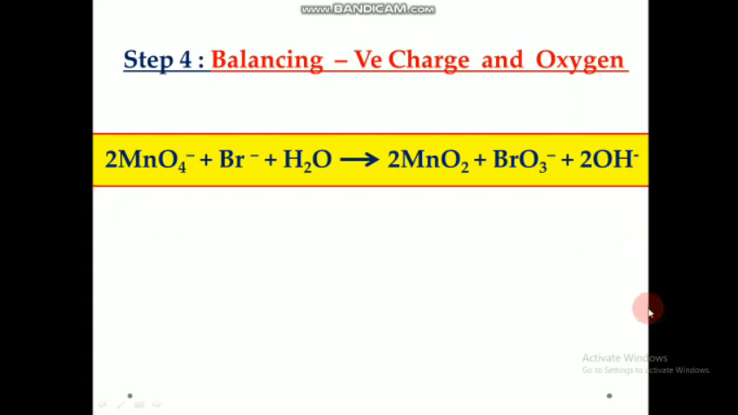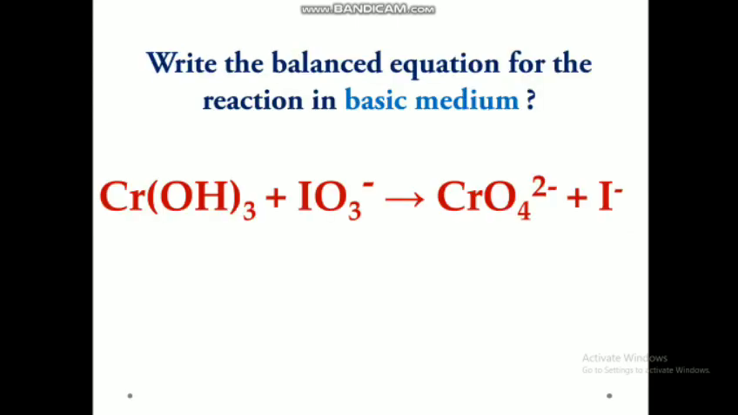So that's all about balancing a redox reaction with the oxidation number method. So with this we wind up the class and you do have work to do. You have to balance this equation in basic medium. So write this and complete the notes and submit.